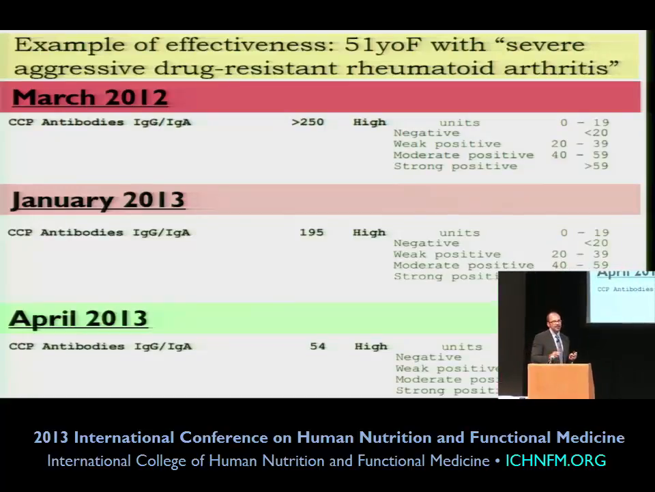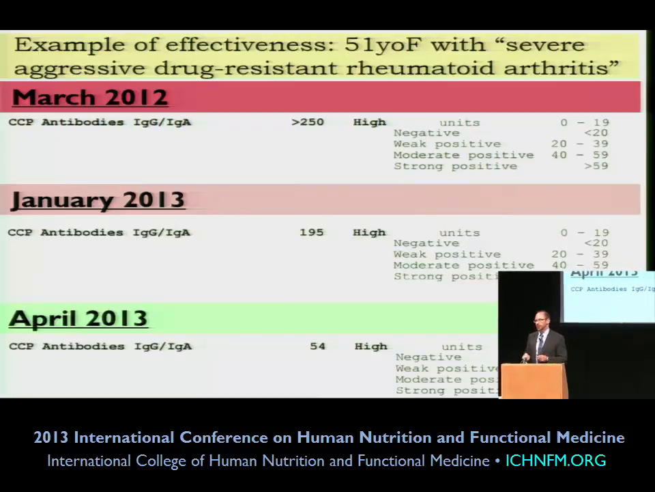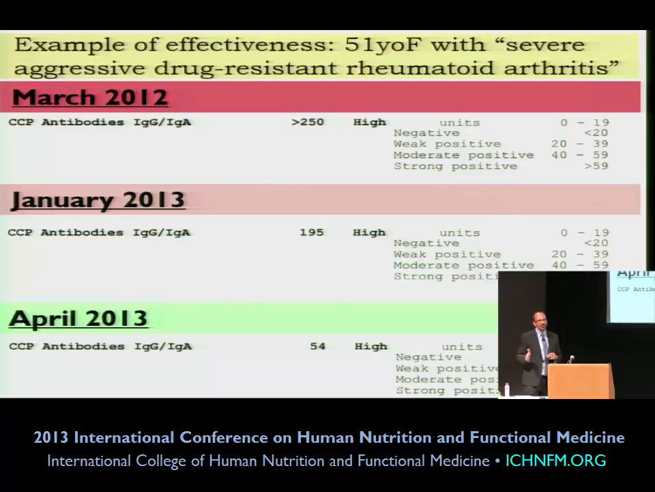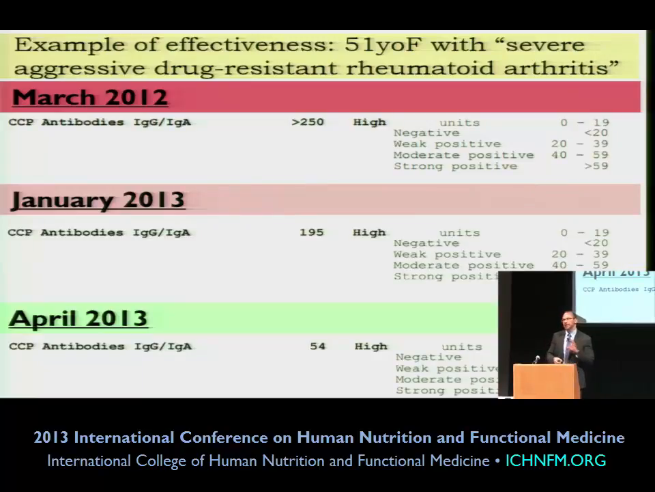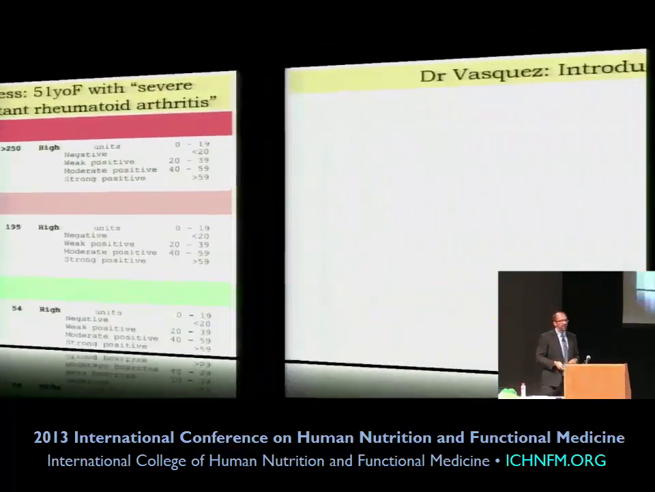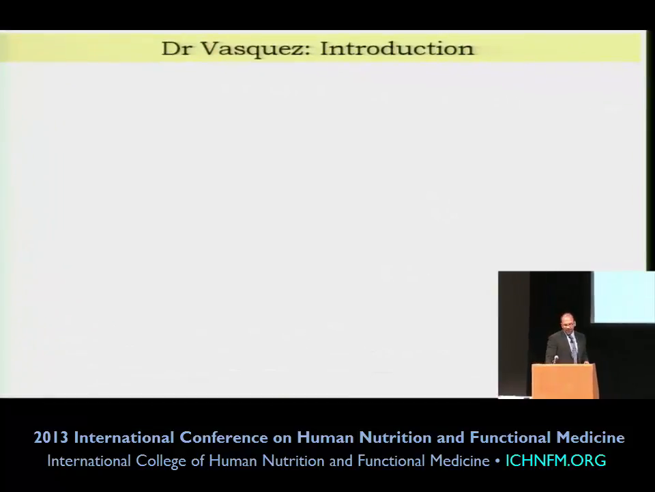So this is not simply inducing regression or remission of the disease. This is inducing reversal of the disease, right? She's increasingly asymptomatic. Her laboratory values have now entered into what we could consider the high normal range. But that's the power of the protocol that we're going to start going through right now.